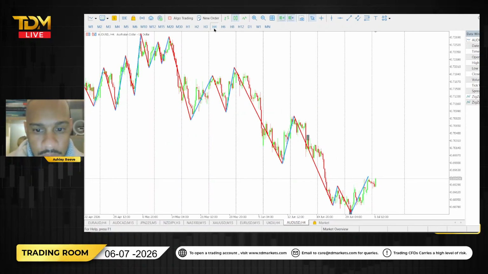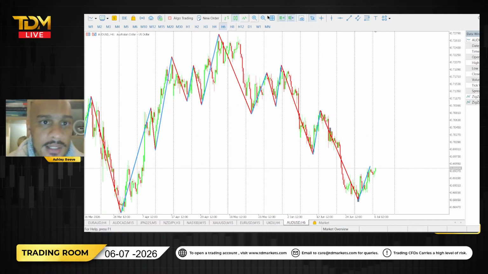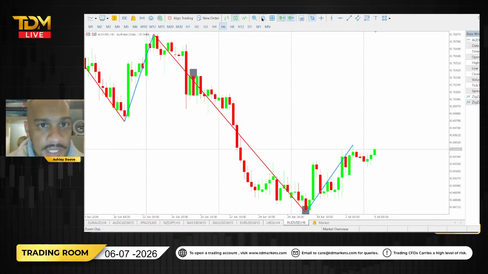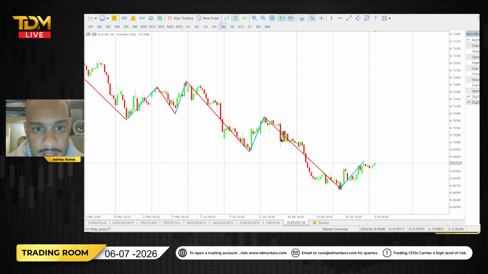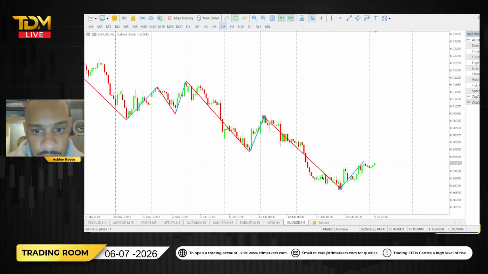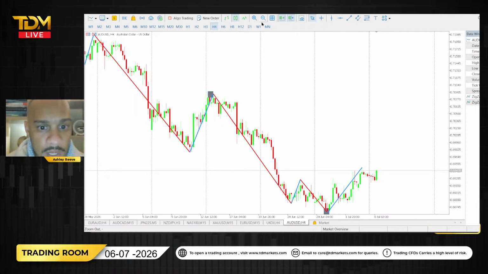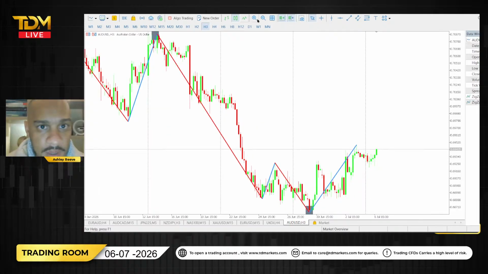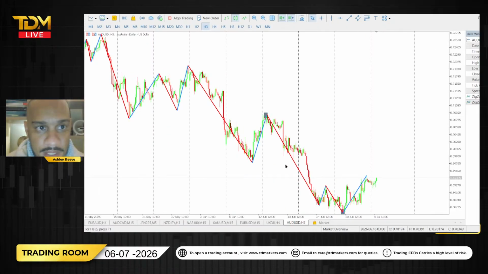Let's try 6 hour. Look at that. So the 6 hour is actually the answer. From there to there, straight momentum to the downside. If I go 4 hour, there's a break. If I go 3 hour, there's a break.